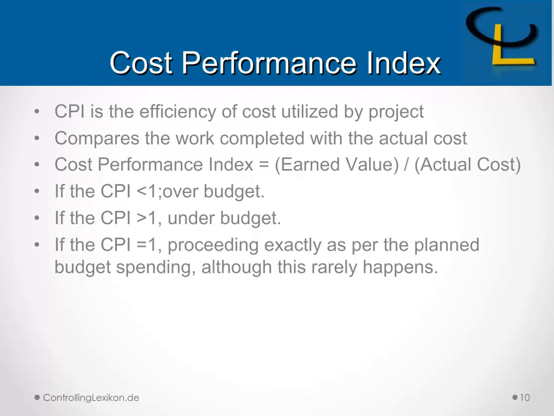Now, if the result of the Cost Performance Index is less than 1, it means you are over the budget. And if the result of the Cost Performance Index is greater than 1, it means you are under budget. And if the result of Cost Performance Index equals to 1, it means that you are proceeding exactly as per planned budget spending, although this rarely happens.